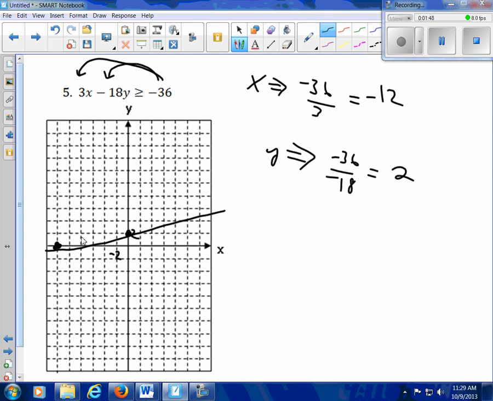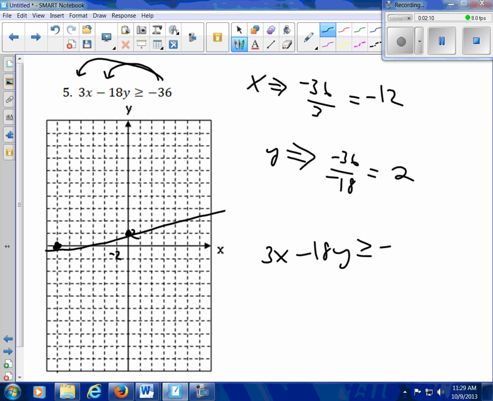Now I have to decide, do I shade above or below? And we know our rules from class that if it's greater than or equal, we usually shade above. But also keep in mind that if I wanted to put this equation in slope-intercept form and make my graph instead of doing the x or y intercepts, what would happen to my inequality symbol?